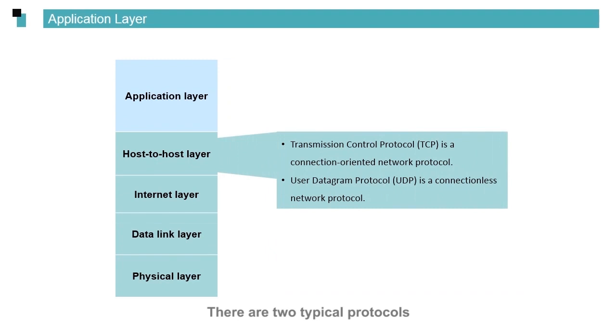There are 2 typical protocols running at the host-to-host layer. One is TCP, which stands for Transmission Control Protocol. TCP transmission is reliable. The other is UDP, or User Datagram Protocol. Unlike TCP, UDP implements best effort traffic forwarding. Every application layer protocol selects its own host-to-host layer protocol that best satisfies requirements. For example, if the application layer requires a reliable session, TCP is selected.